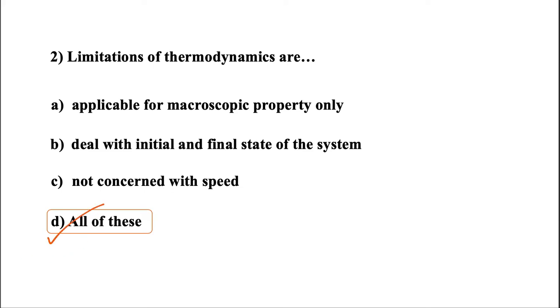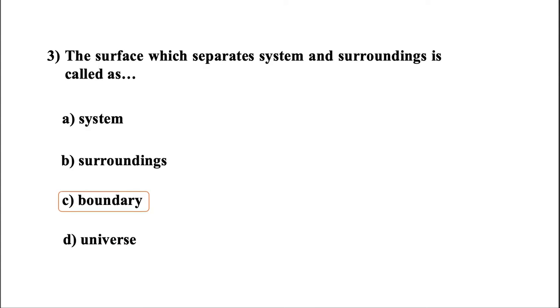One more question. The surface which separates the system and surroundings is, what is that? A, system, surroundings, boundary, and universe. Okay, let's do all these four terms individually. System, the part which is under our direct investigation.